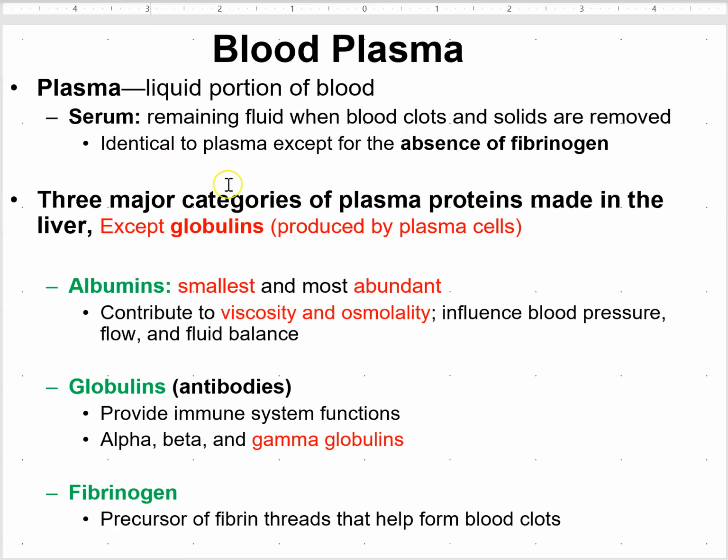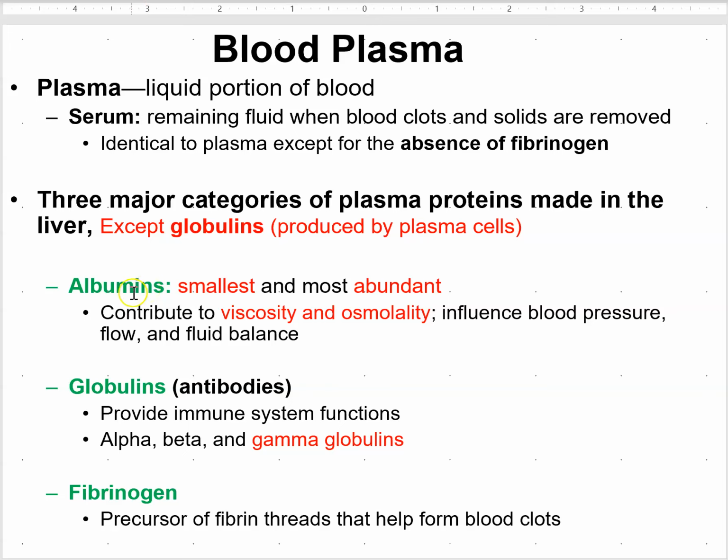So there are three major types of proteins that make up the plasma. So the first type is albumin, the most common protein found in the plasma. This helps in making the blood really viscous. So it brings thickness to the blood. Albumin is the same component that makes up egg white. So you've seen egg white is really thick and slippery.